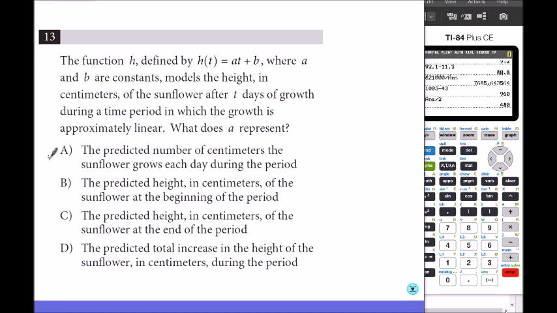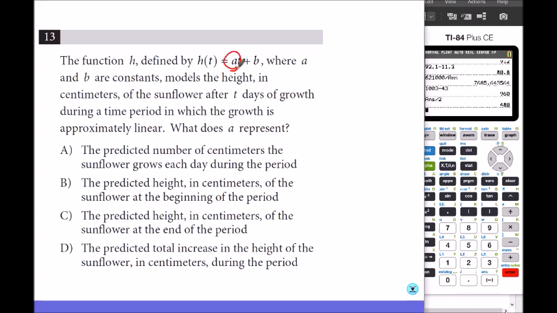The function h defined by h of t equals a t plus b, where a and b are constants, models the height in centimeters of the sunflower after t days of growth during the time period in which the growth is approximately linear. What does a represent? So a is the rate of change, right?